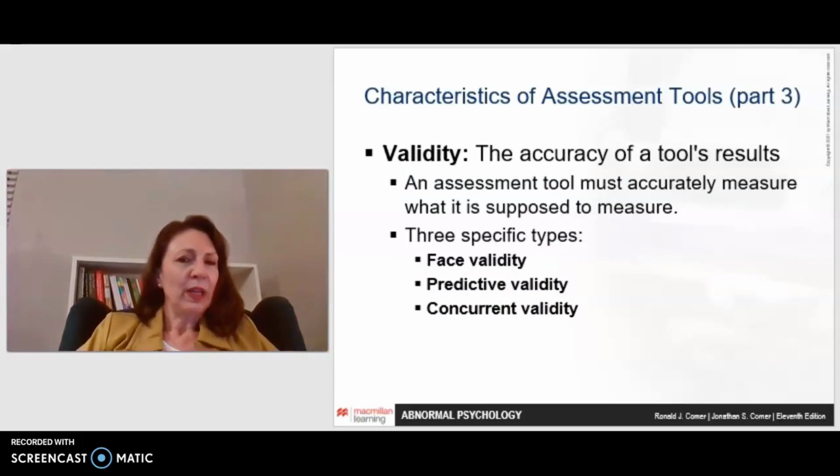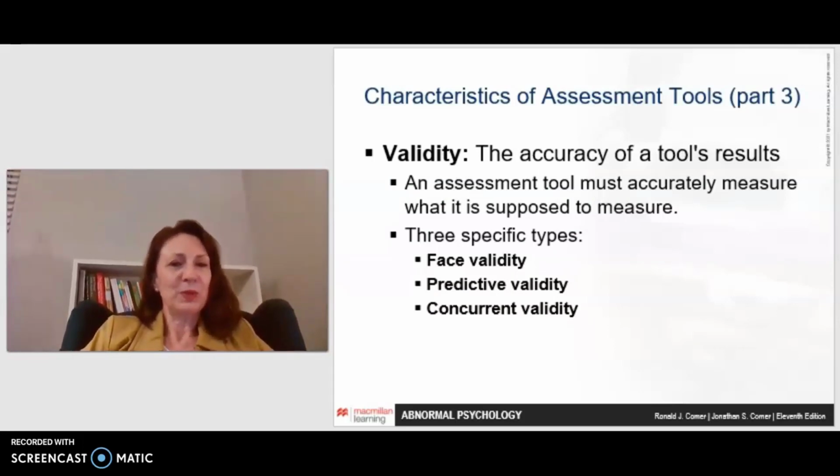Validity is when we're looking at the tool's results. Does it measure what it says it's supposed to measure? And there's three specific types of validity. Face validity has to do with appearance. It's really more on the surface. Does it appear that it measures what it's supposed to measure, but it doesn't necessarily indicate true validity?